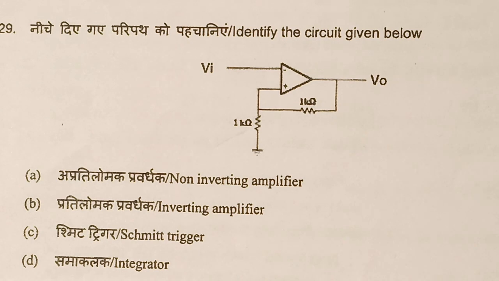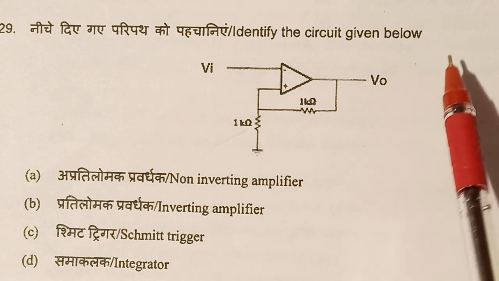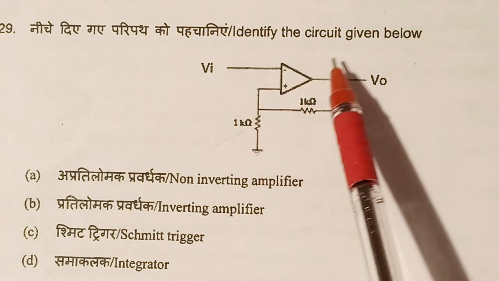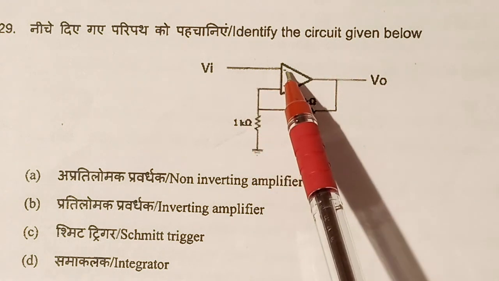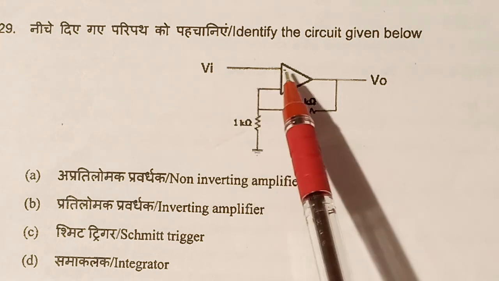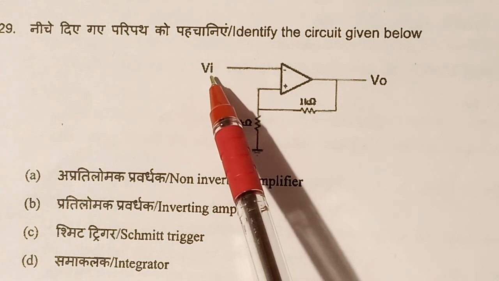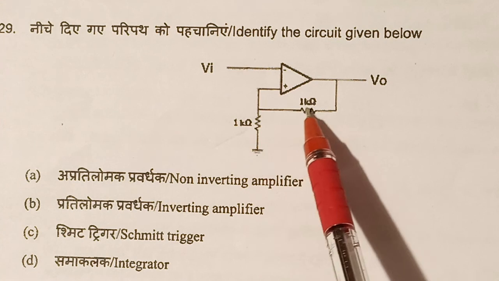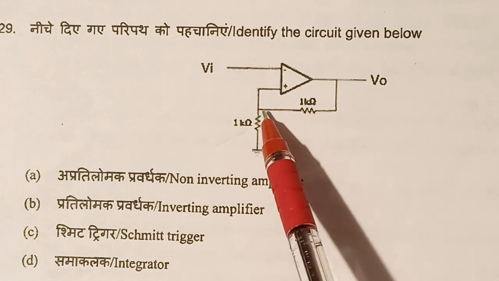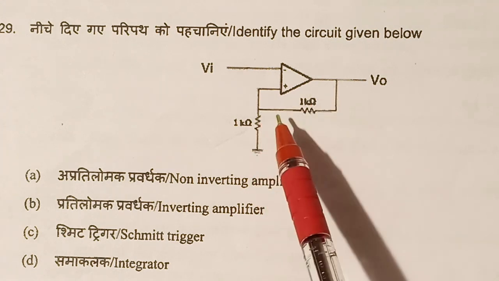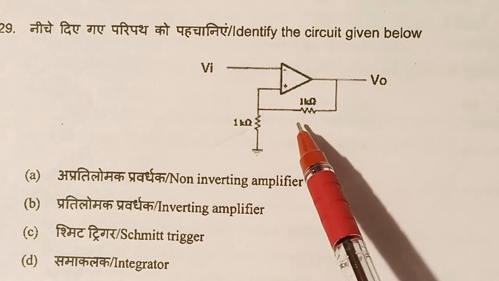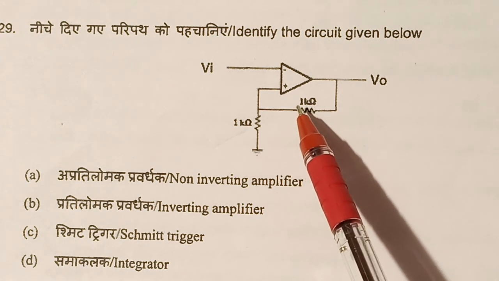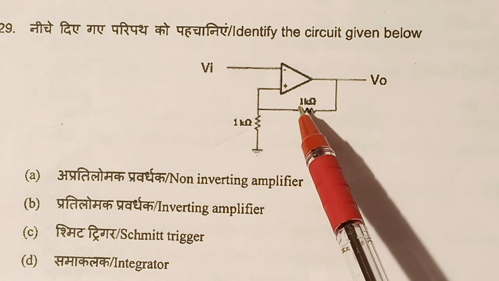Next, question number 29. Identify the circuit given below. An op-amp circuit is given and the inverting terminal of the op-amp is connected to input signal and the non-inverting terminal is connected with 1k resistor to ground, and a feedback resistor from output. So by seeing this circuit, this is an inverting amplifier circuit.